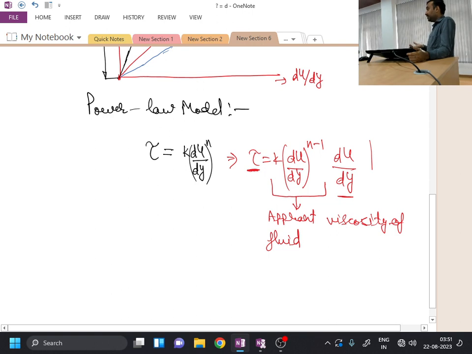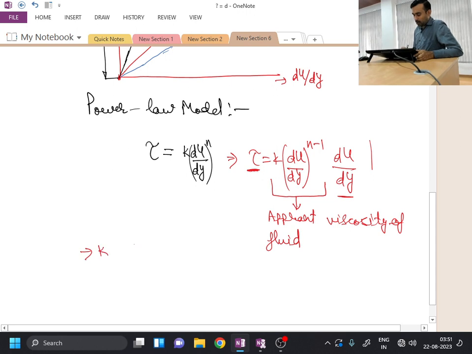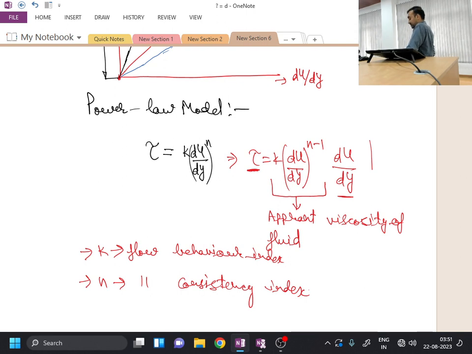Okay, so we call this quantity the apparent viscosity, which is not exactly identical to the dynamic viscosity which we used for Newtonian fluids, but similarly satisfies the stress strain relationship. Okay, so this is called the apparent viscosity of the fluid medium, and here we have two coefficients. So n is called the flow behavior index and K is called the flow consistency index. So K and n are two different coefficients.